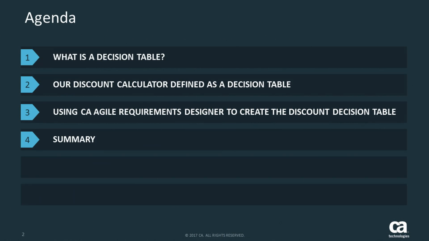Now, the first thing I'll talk about is what a decision table actually is and what they look like. And I'll use the example from the last video to work through a decision table and the rules and conditions and so on, so that you'll see how they work. And then we'll use ARD to create the same decision table and use it in our testing in the creation of test cases. And then there'll be a short summary at the end.